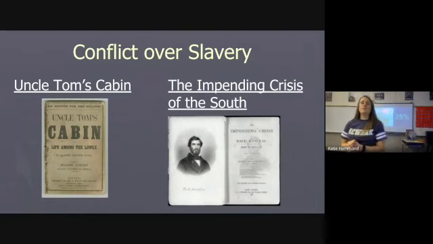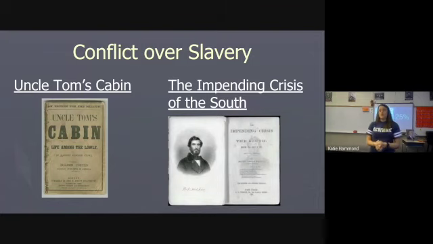We know about Uncle Tom's Cabin. That's Harriet Beecher Stowe. She exposed how slavery was wrong. The idea of the whipping, the rape, the auction block, all that. Okay, The Impending Crisis of the South is a little different. Because we know slavery is morally wrong. Well, here's a difference. This is someone saying slavery is wrong, but it's not really what you think.